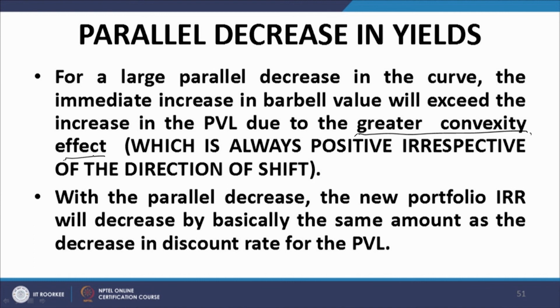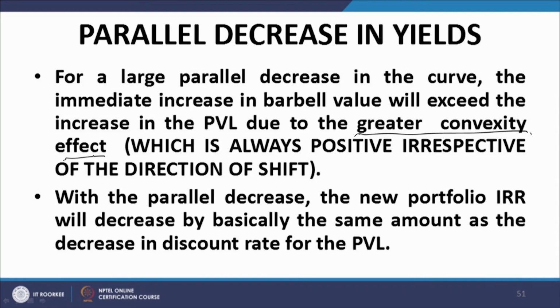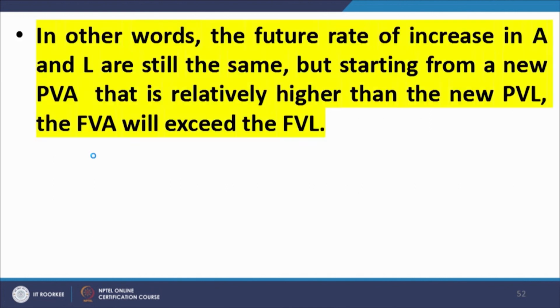And because the convexity correction is always positive irrespective of the direction of the shift, even if the direction of the shift is negative, even if the interest rates are going down, the convexity correction is positive, and because the convexity of the barbell is higher, the increase in price of the barbell will be more than the increase in price of the bullet liability. With the parallel decrease, the new portfolio IRR will decrease by basically the same amount as the decrease in the discount rate for the present value of liabilities.